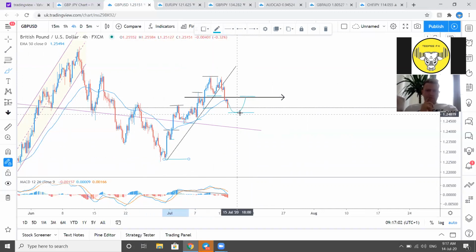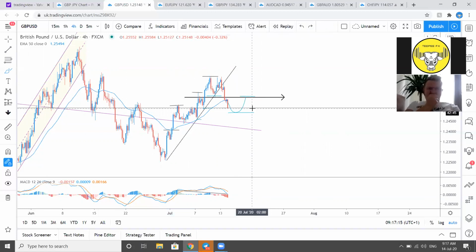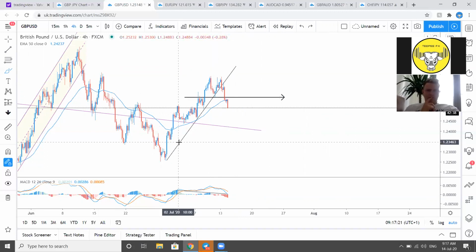However, when we get to here, if we see a pullback to this level and a drop, this is no longer going to be showing that we're seeing higher lows and higher highs. It's now going to be showing lower highs and lower lows. That's just another way of looking at this double top. What we're really interested in is, what is this trend line doing?